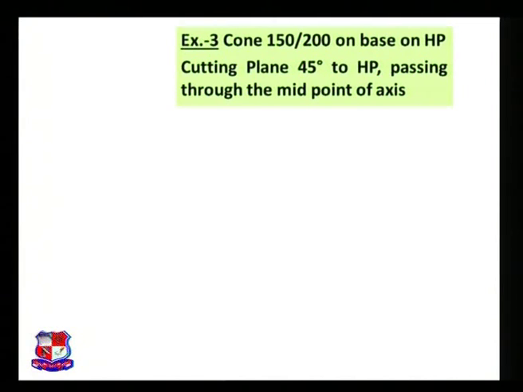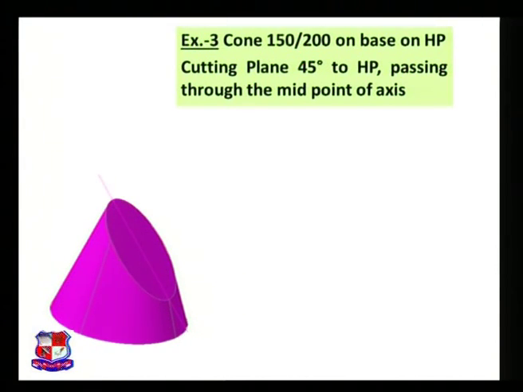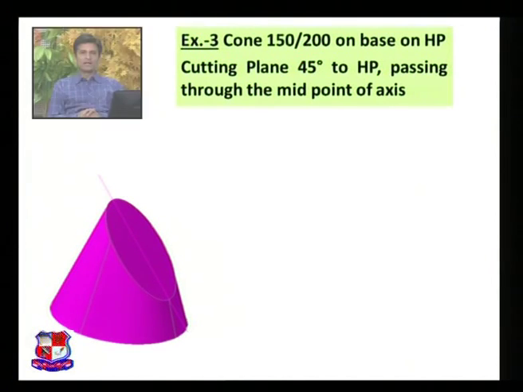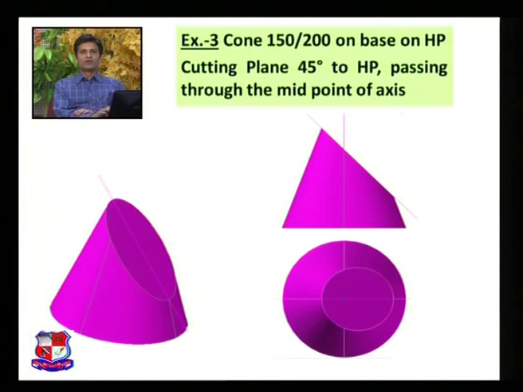Cone 150 by 200 means diameter is 150, length is 200, resting on base on HP, cutting plane 45 degree to horizontal plane and passing through the midpoint of the axis. So if we cut the cone like this, this would be the isometric view. The cone would be visible like this, and as the cutting plane passes through the midpoint, this elliptical shape would appear in the true shape as well as in top view. So for this cutting shape, this would be the top view, an elliptical shape in the top view, and this would be the front view.